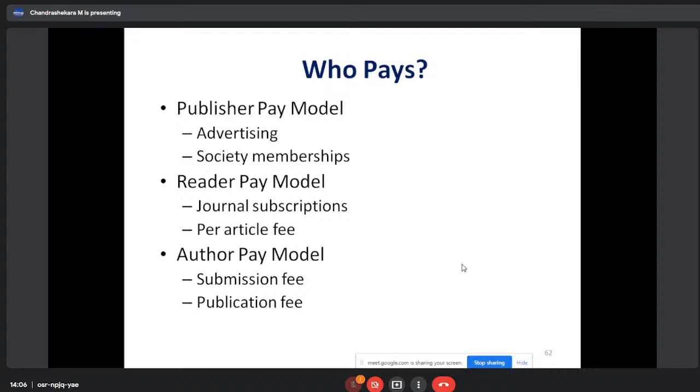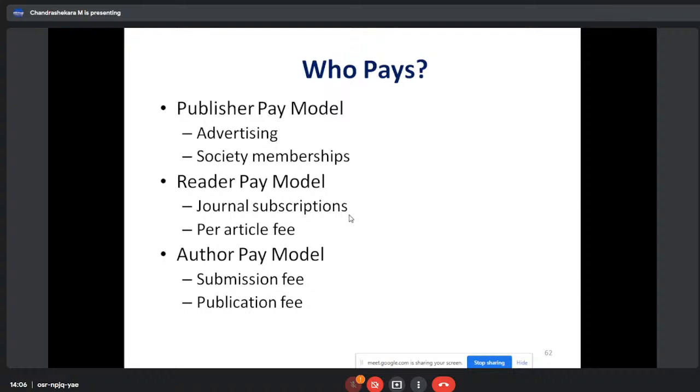So society membership also, sometimes if they have this membership, they won't get charged, okay, or sometimes they will pay. Okay, these are the things. And reader pay model also, journal subscription, because we can subscribe the journal to your library or you personally do that. And per article fee also, sometimes they charge this from the reader, that concept is also available.